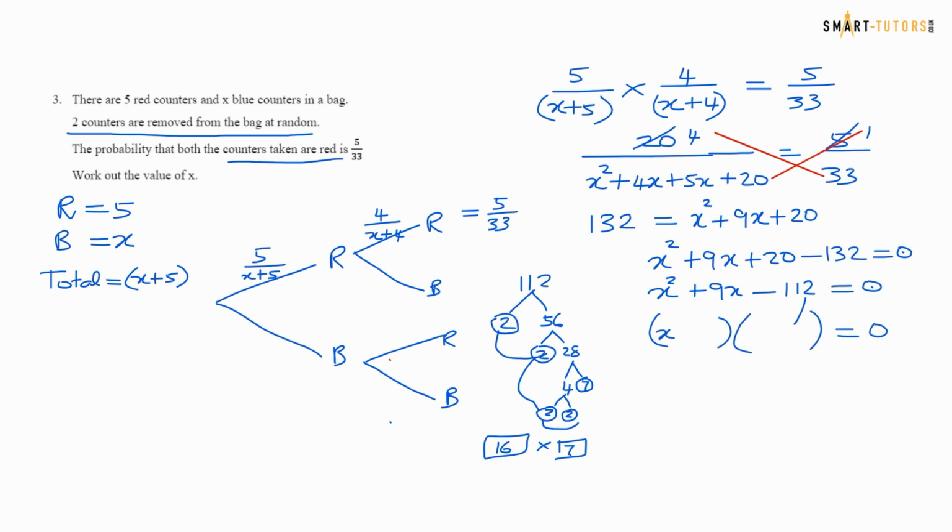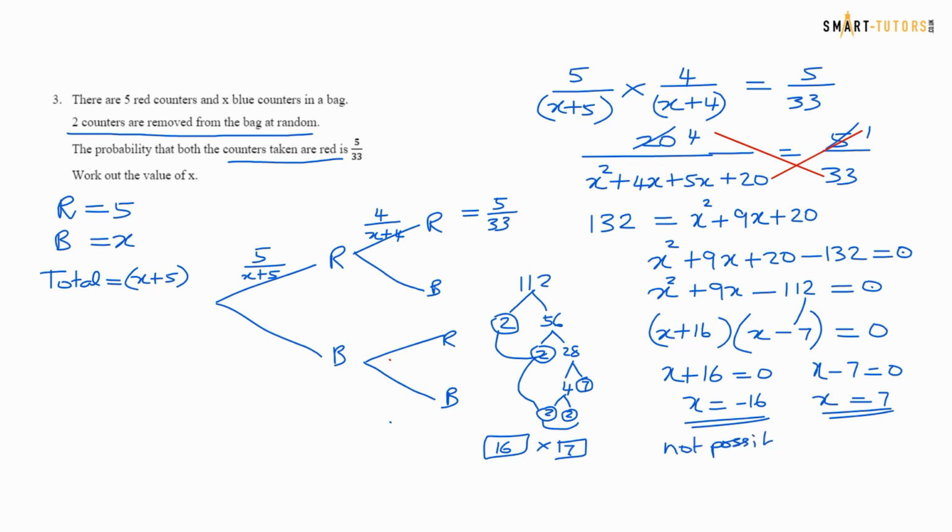So the answer is x plus 16, x minus 7. So x plus 16 equals 0 gives x equals minus 16, and x minus 7 equals 0 gives x equals 7. You need to write that minus 16 is not possible, because for the number of counters, x has to be greater than 0. So the correct answer is x equals 7. That is question number 3, and we are moving on to question number 4.